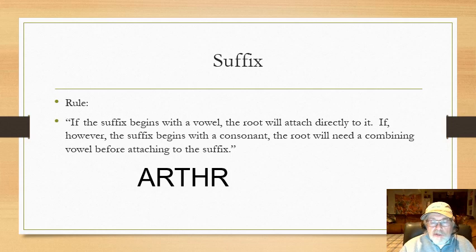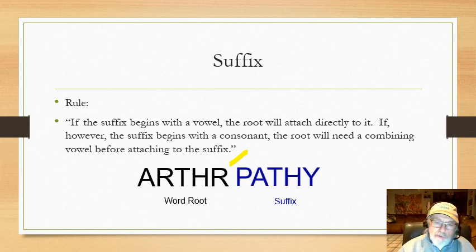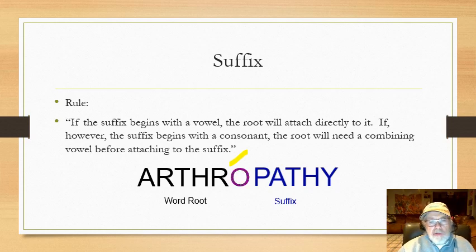Let's take arthr again. We know it means joint. Okay, pathy. Arthrpathy. Okay, that just does not sound good. Why? Because pathy begins with a consonant. So what do you think I need? Of course, even if you were sleeping for the first 20 minutes, you realize arthrpathy doesn't sound good. So I need to add a combining vowel. So let's move the pathy over and let's add an O: arthropathy.